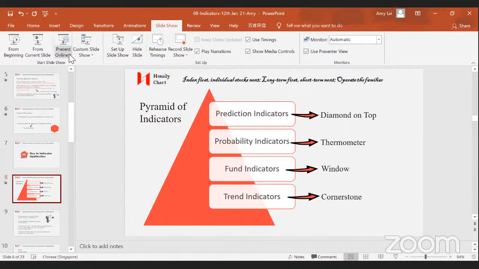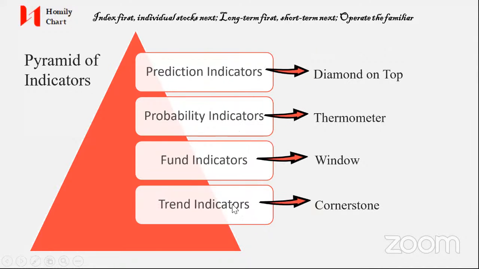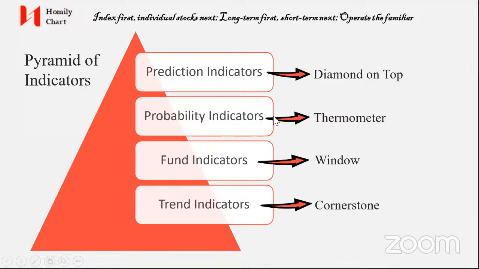And then apart from the basic foundation, trend plus fund, we have probability indicators. So probability indicators are like the thermometer. A thermometer tells us the temperature, right? It tells us the temperature of the market, whether or not the market is overbought or oversold. If the market is overbought, we say it's too hot. The rally is too bullish. Everyone becomes so crazy.